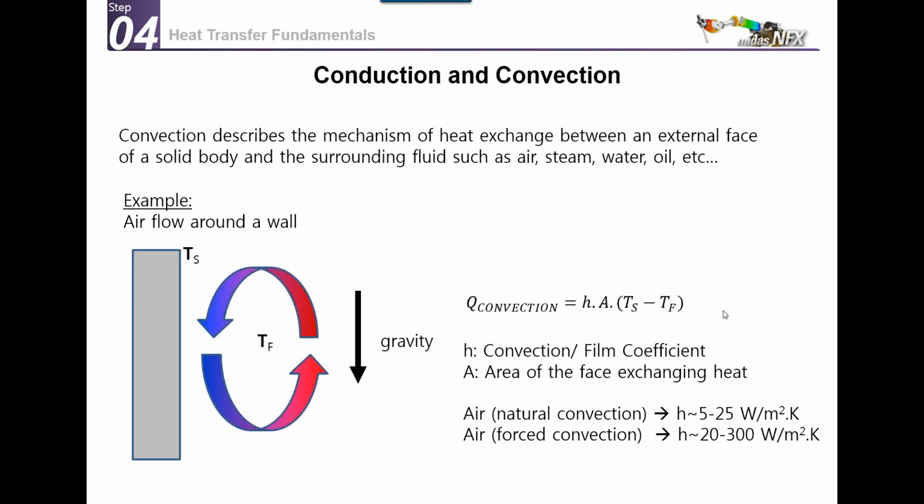The basic formula is H multiplied by the area of the phase exchanging the heat and the difference of temperature between the surface of the wall and the temperature of the fluid. And again, the H coefficient, which is called the convection or thermal coefficient, depends on the case. If I take air with natural convection, you have H between 5 and 25, and with forced convection between 20 and 300.